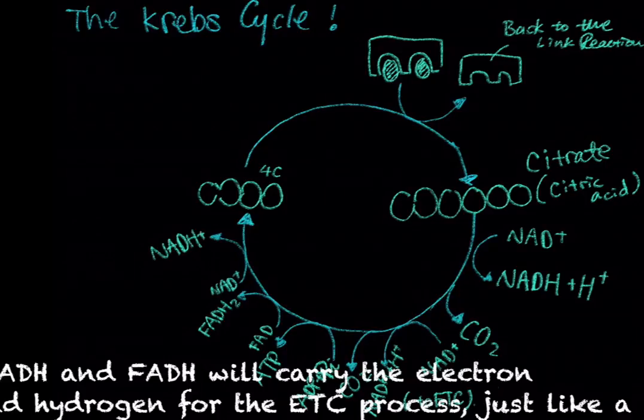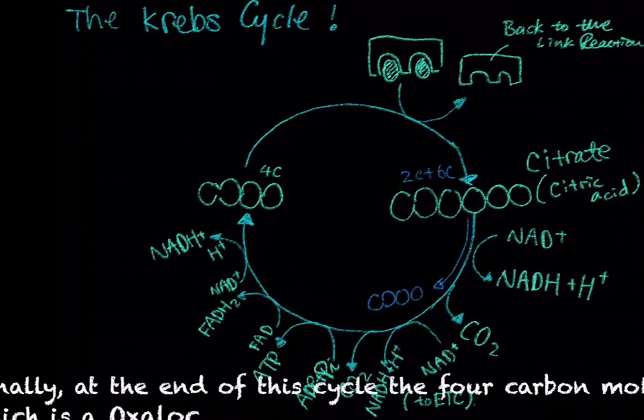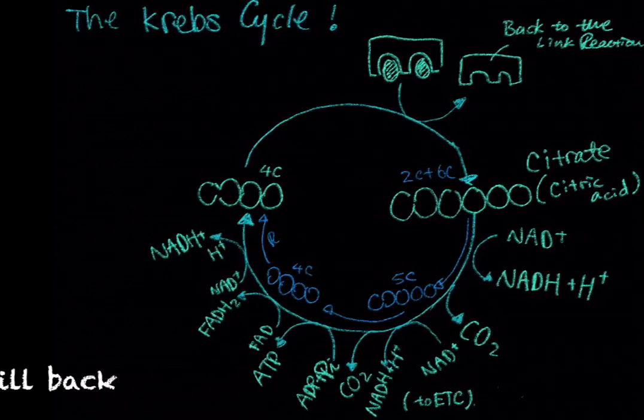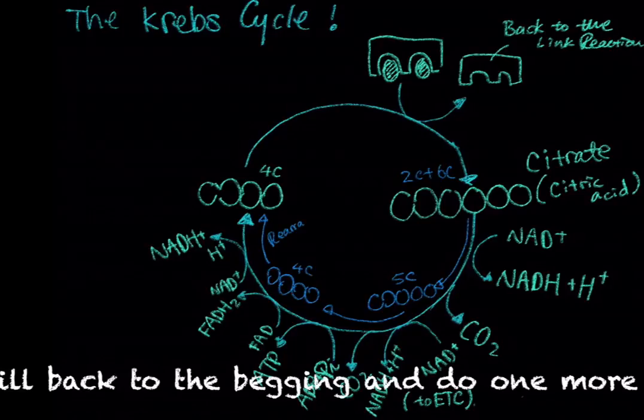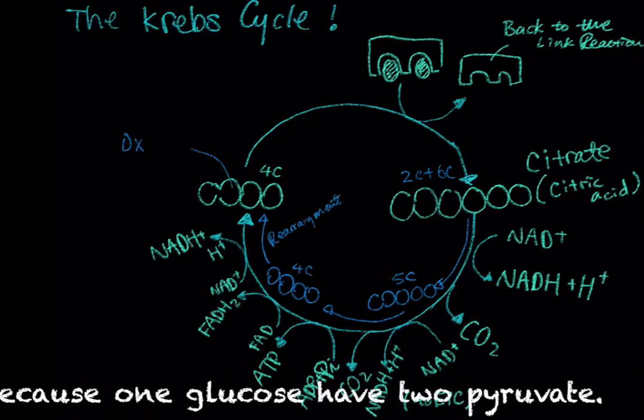NADH and FADH will carry the electrons and hydrogen for the ETC process, just like a key. Finally, at the end of this cycle, the 4-carbon molecule, which is oxaloacetate, will go back to the beginning and do one more loop, because one glucose has 2 pyruvate.